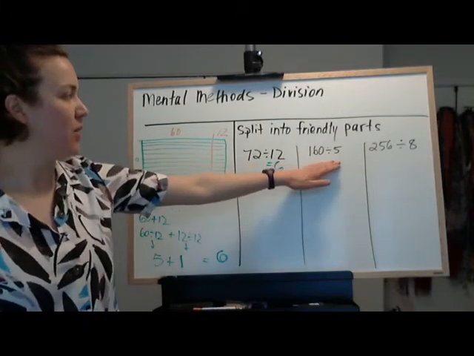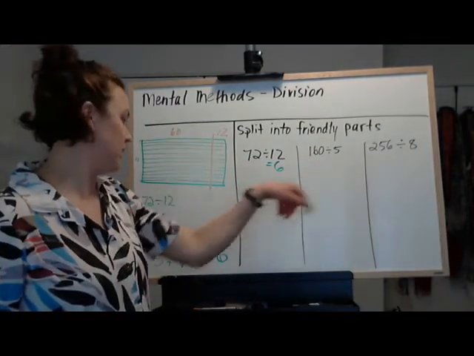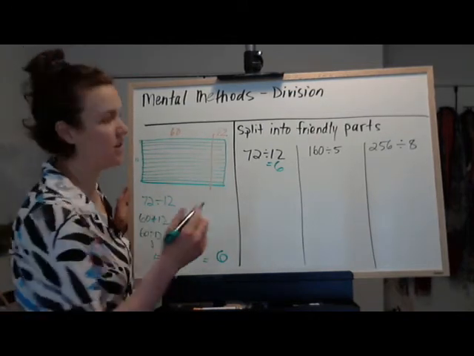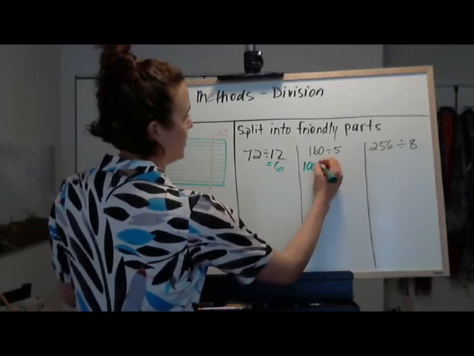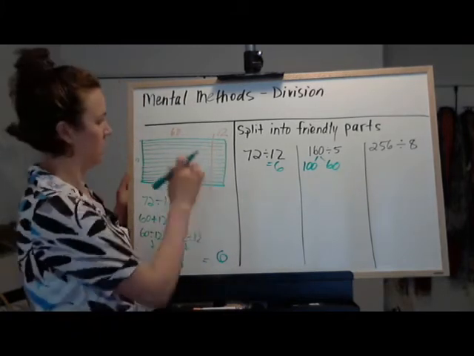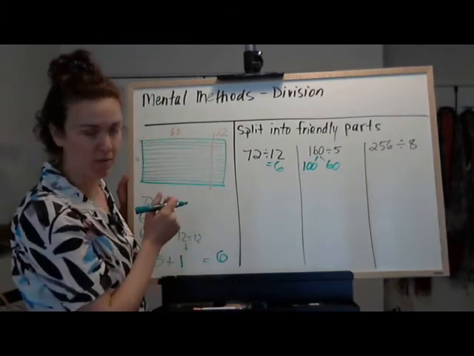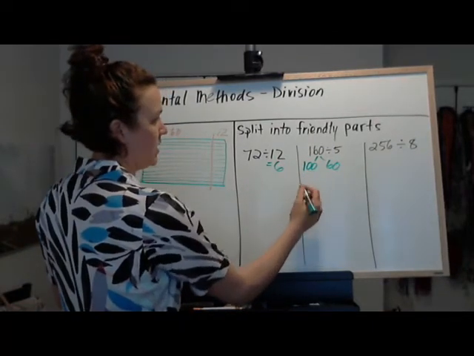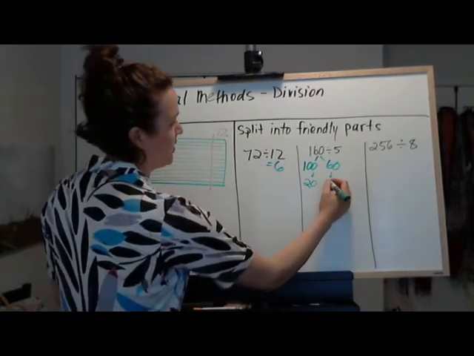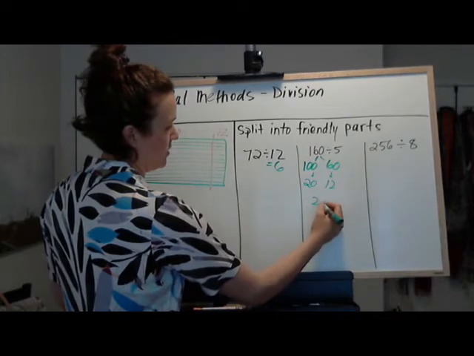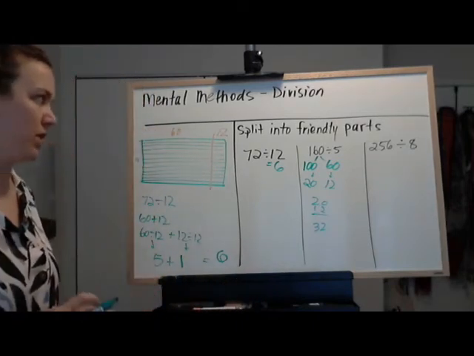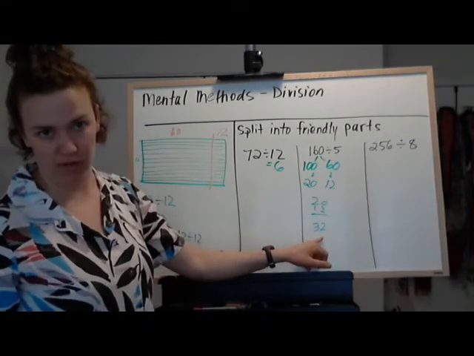Okay, let's try this one. 160 divided by 5. Well, in the last question we did 60 divided by 12 is 5, so that means 60 divided by 5 is 12. So I know that. So I'm going to split this into 100 and 60. And then I'll divide each of those by 5, and then add them together for the final strip. So 100 divided by 5 is 20. 60 divided by 5 is 12. So I add 20 and 12, and I get 32. So 160 divided by 5 is 32.